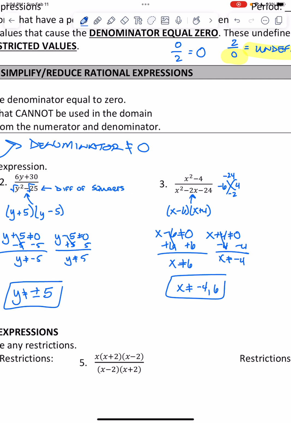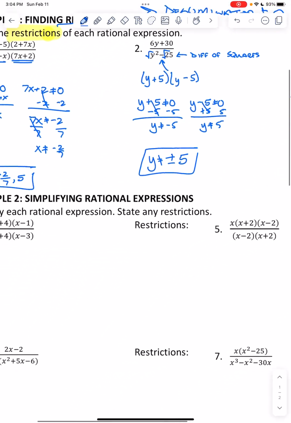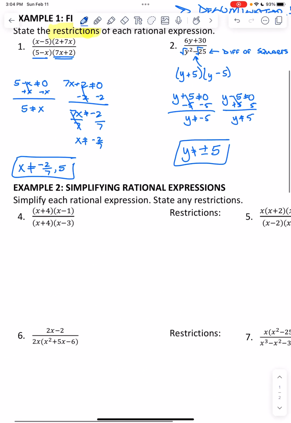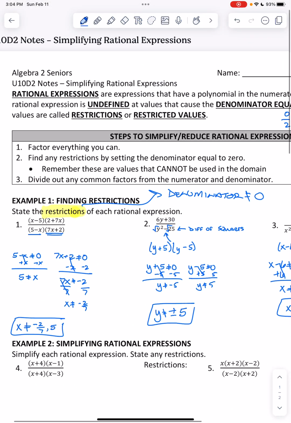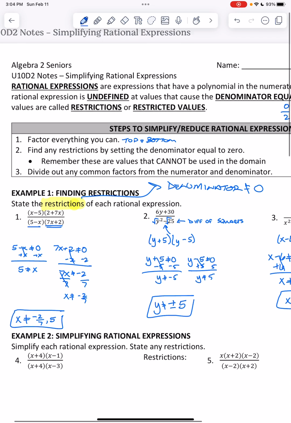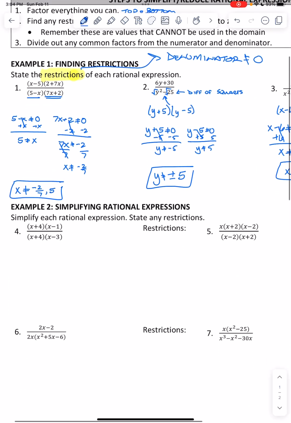So when we find restrictions, we're just worried about the denominator, okay? So now to simplify these things, okay, like I got some steps up here, right? It says, first thing, it says factor everything you can in the numerator and denominator, right? So top and bottom, factor everything you can, okay? Find any restrictions after you factor by setting that denominator cannot equal 0, okay? And then we're just going to cancel out or divide out any common factors from the numerator and denominator after we find restrictions, all right?